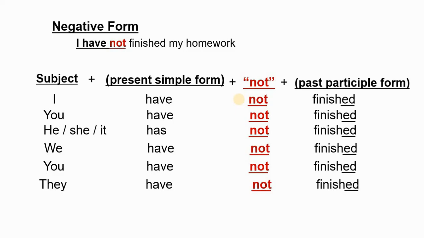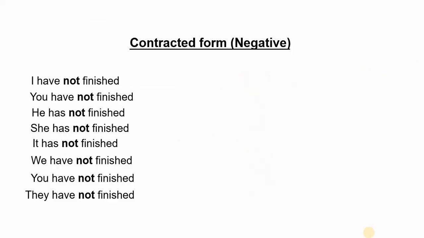And as always, be careful of he, she, and it. It's the only one where we say has and not have. Notice that always the past participle form is always the same for each subject. This never changes. Alright? Now, let's move on to the contracted form.